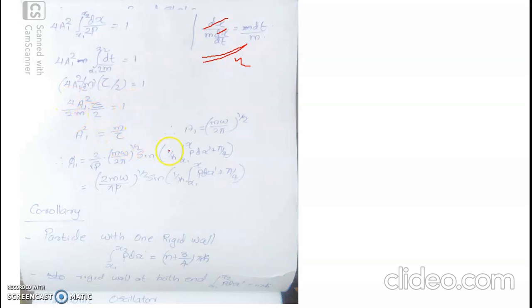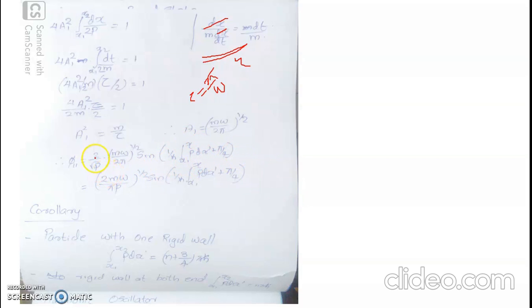4 and 2 into 2 will vanish. So a1 is equal to m omega divided by 2 pi, since the period t or tau equals 2 pi divided by omega. 2 pi by omega is there in the denominator, so the reciprocal comes into the term as omega divided by 2 pi. So a1 equals m omega by 2 pi raised to half. So our wave function becomes 2 by root p. Instead of a1 we have the substitution m omega by 2 pi raised to half, sine of 1 by h cross integral x1 to x dx prime plus pi by 4.